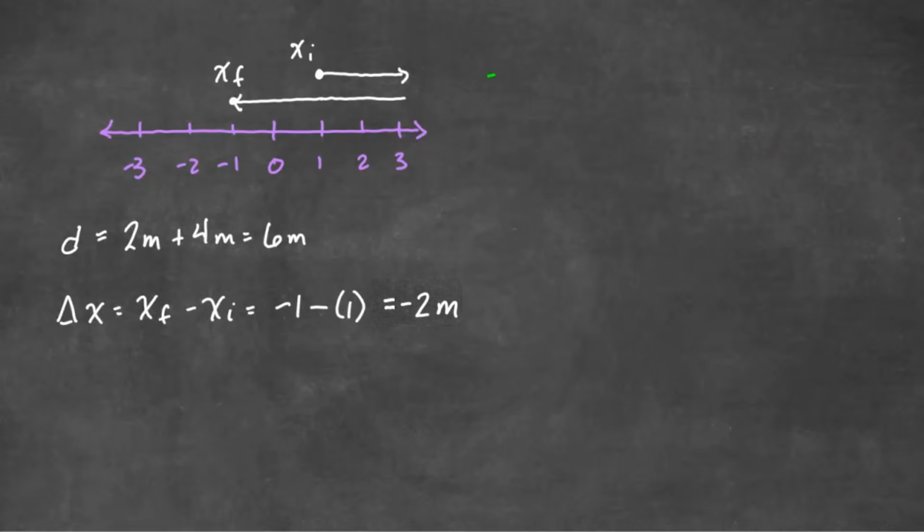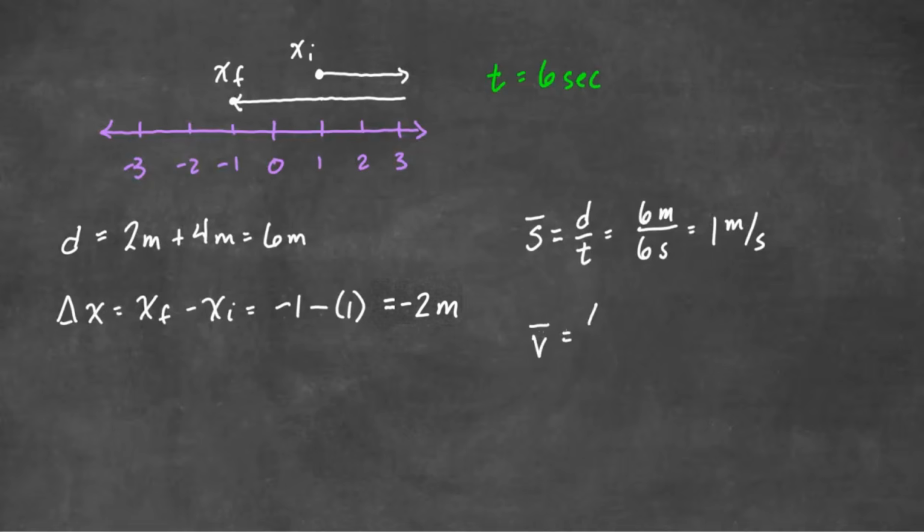To find the average speed, we're going to take the distance divided by the time. Let's say that this travel took us 6 seconds. So the distance is 6, the time is 6. So 6 divided by 6 is 1 meter per second. To calculate the average velocity, we take the displacement divided by the time. The displacement is negative 2 meters. The time is 6 seconds, and we get negative 0.33 meters per second.